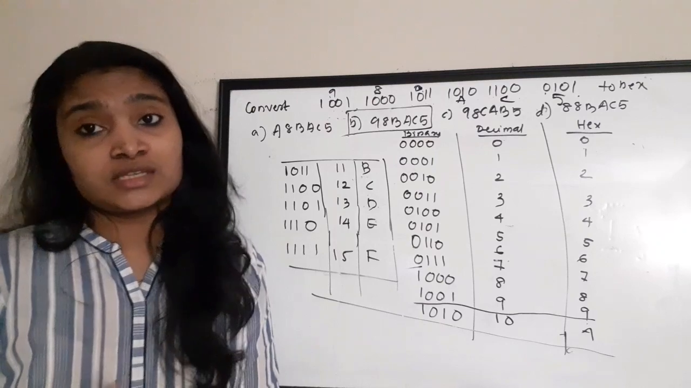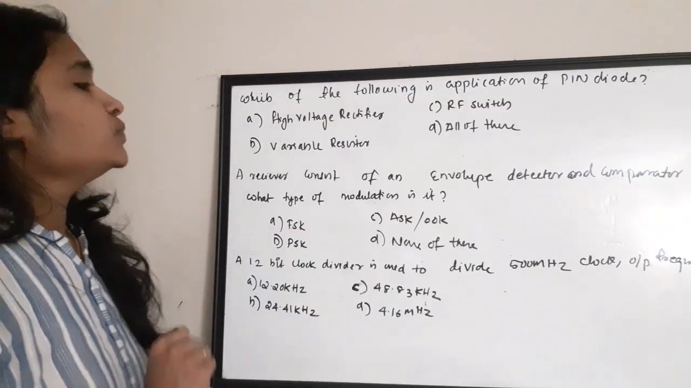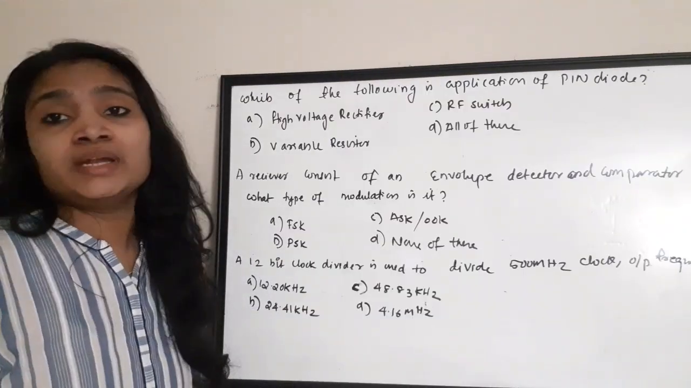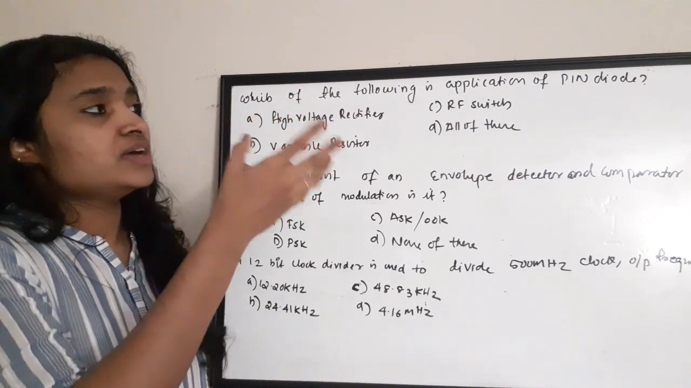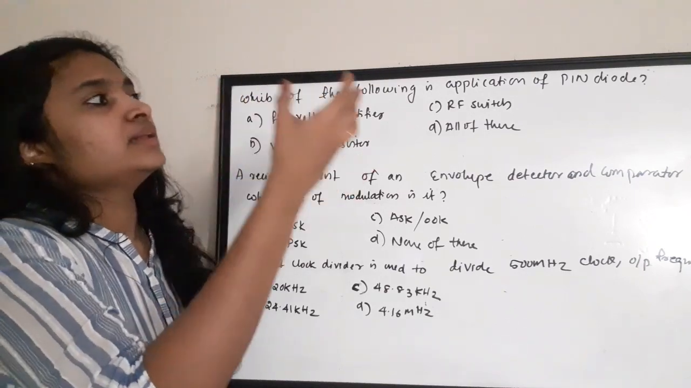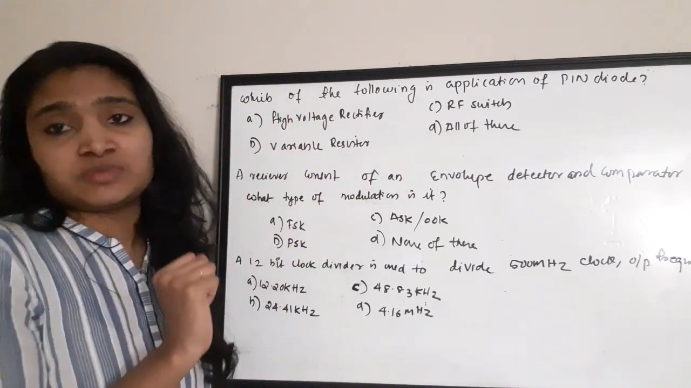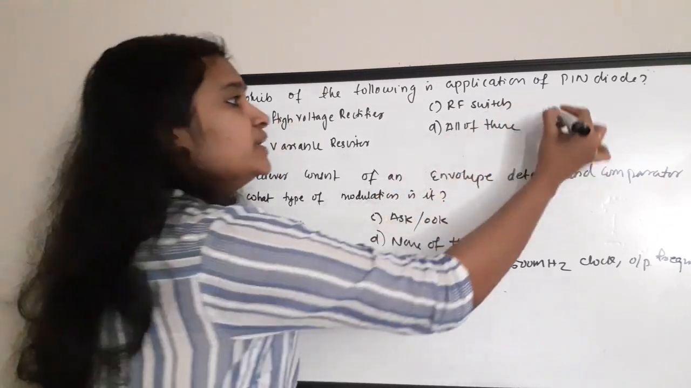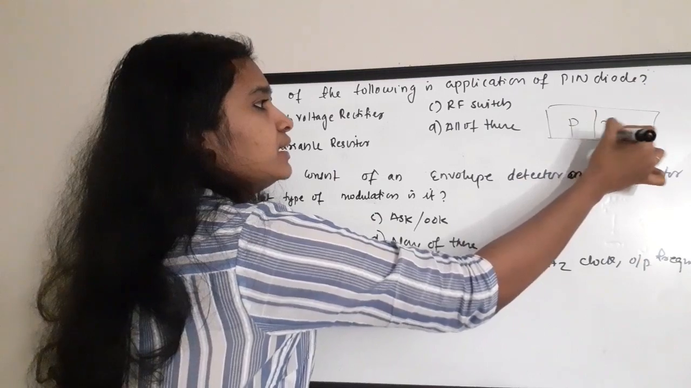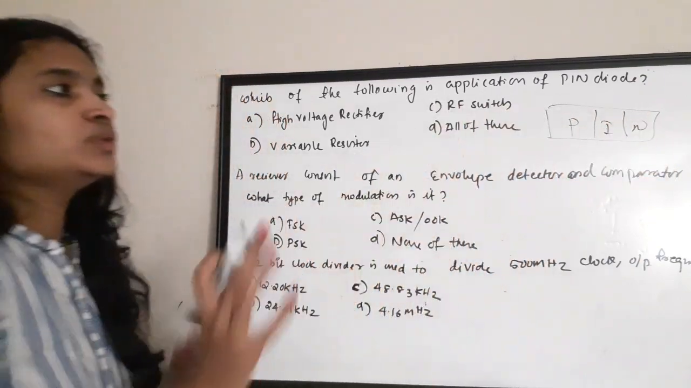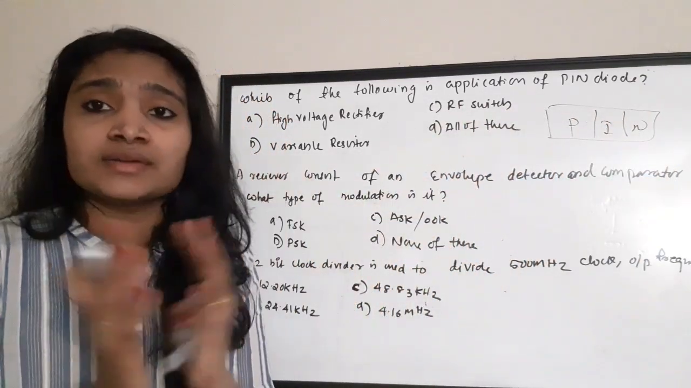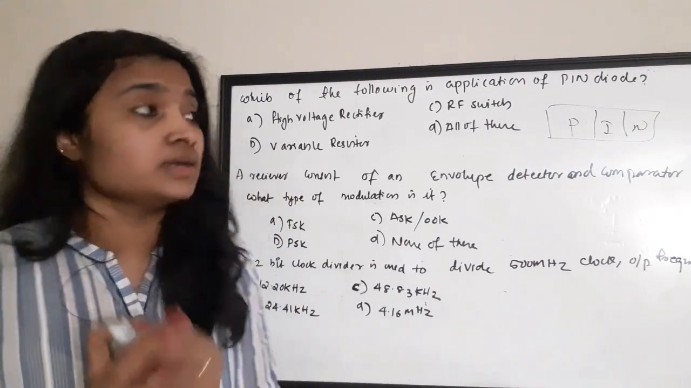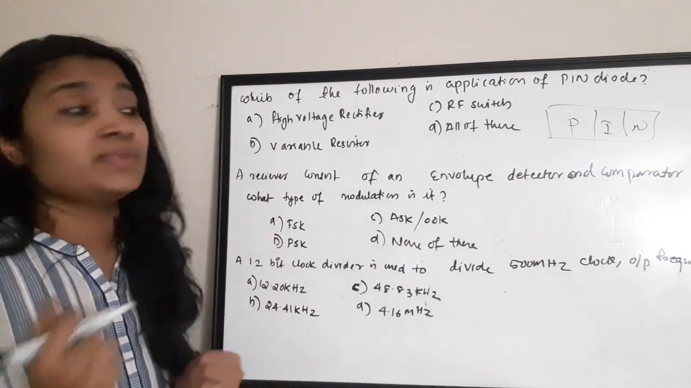Okay, so let us see the next question. Next question is this: which of the following is an application of a PIN diode? PIN means it has a P-type semiconductor, then an intrinsic semiconductor and an N-type semiconductor. So an intrinsic semiconductor is sandwiched in between the P and N. So what will happen? During the forward bias condition, all the carriers are rushing to the intrinsic semiconductor. So they are used for high frequency applications.